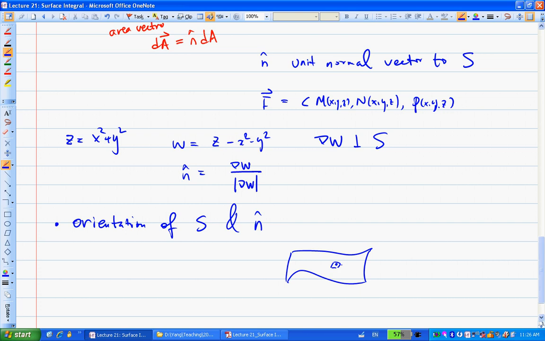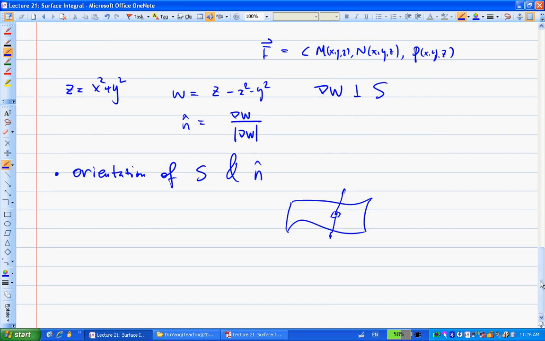So how many perpendicular vectors are there to that surface at the location? How many directions? You have 2, right? One could be pointing up, the other could be pointing down. So the thing is, which one should you use? Should you use this direction or that? That's one thing we have to decide on.